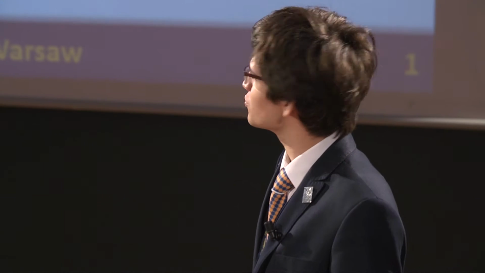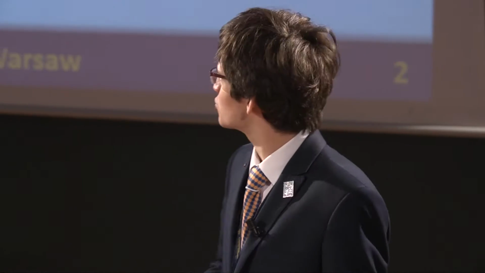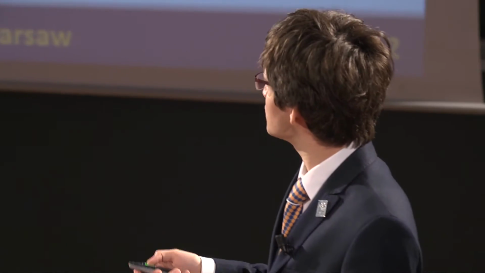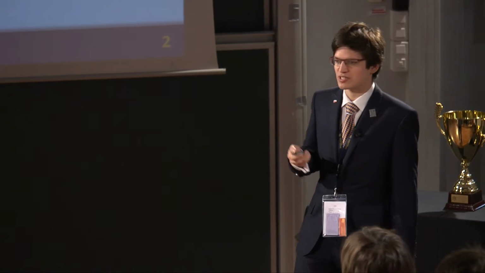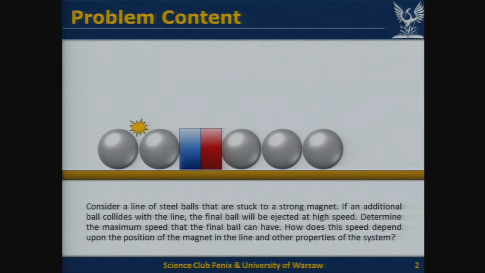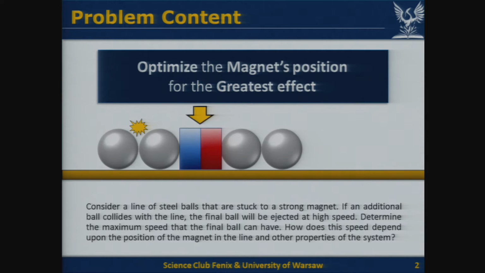I'd be happy to present to you our solution to task number 16, magnetic cannon. In this task, we are to consider a line of steel balls that are stuck by a strong magnet. Now, this system is placed in a non-magnetic channel, and another ball is projected towards the system. Due to collisions, energy is transferred, and the last ball is ejected at a surprisingly high speed. We are to optimize the position of the magnet for the greatest effect and determine the maximal velocity in dependence on relevant parameters.